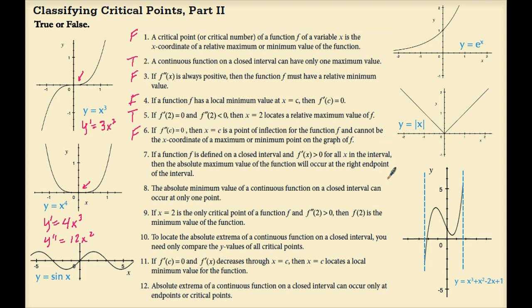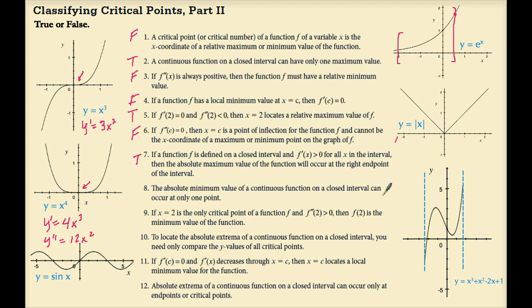Number 7. If a function f is defined on a closed interval and f prime of x is greater than 0 for all x in the interval, then the absolute maximum value of the function will occur at the right endpoint of the interval. This is true. For example, let's pretend like this was a closed interval on this function. If so, the function continuously increases throughout the interval, which means that the absolute maximum value has to be at the right endpoint of the interval.